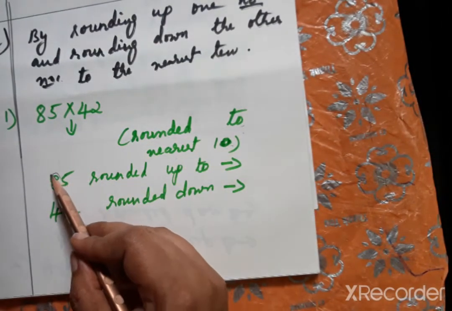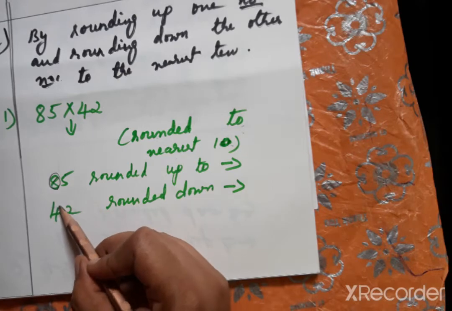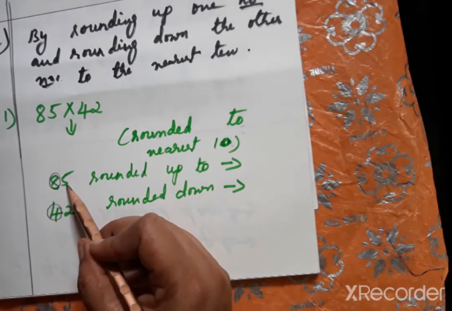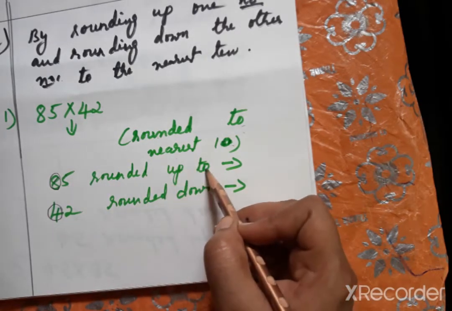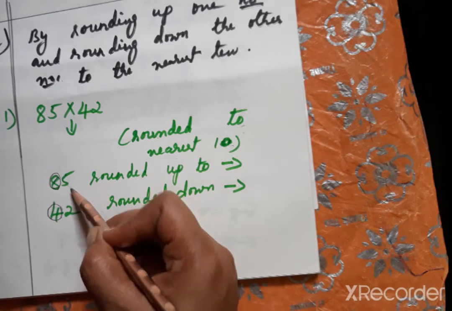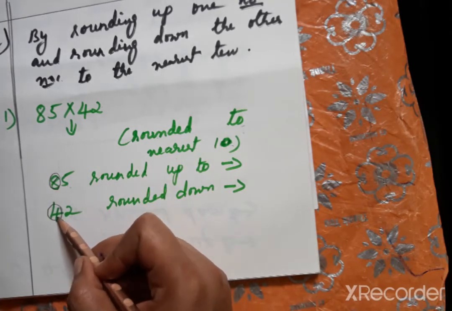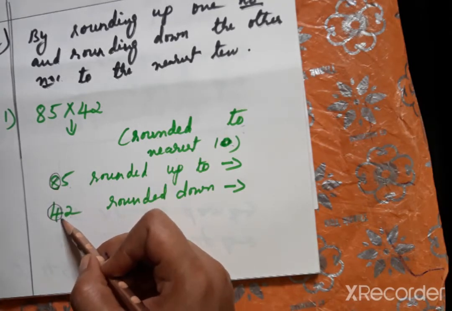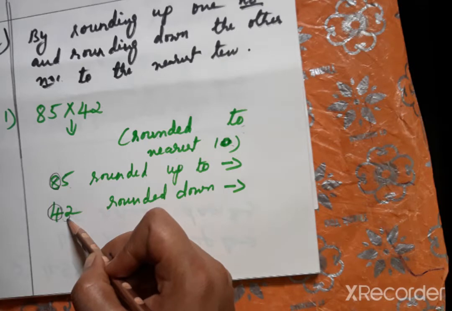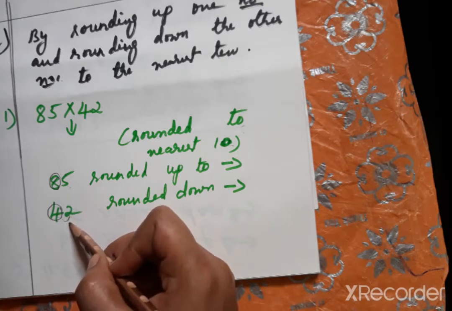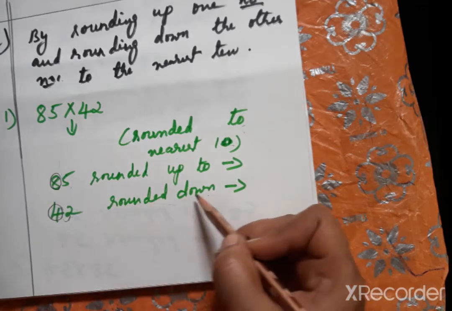85, the tens place we are rounding off, and 42 we are rounding at the tens place only. The next number is 5 or greater than 5, so we are rounding up. Then write the sentence: rounding up because the next number is greater than or equal to 5. And 42, we are rounding 4 in the rounding place, and knock next door, 2 is less than 5, so this is rounding down. Rounded down. Then you write the sentence.